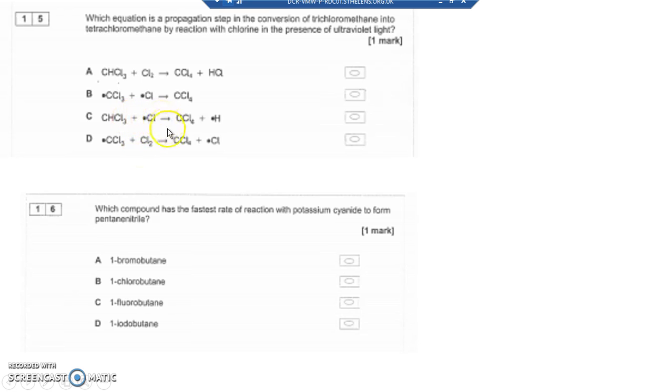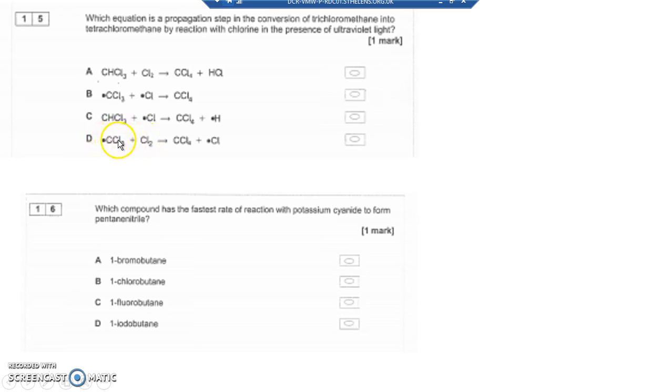Which one looks possible? In a propagation step, you never find an H on its own, an H with a dot, so I'm never going to produce that. If I had those two coming together, then the Cl dot would react with an H and make HCl and a CCl3 dot. So a Cl dot always makes HCl, never an H dot. So it's definitely not C, so it's got to be D. It has to be D, and that looks correct.